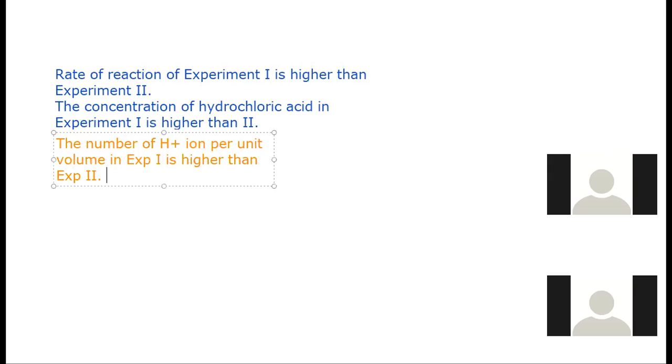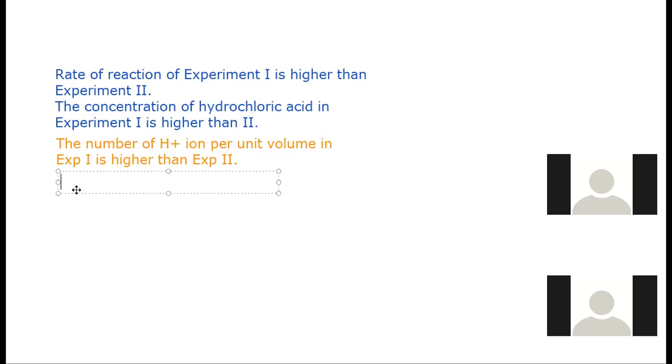When you are writing, please write in full. The number of hydrogen ion per unit volume in experiment 1 is higher than experiment 2. Okay. Then only you talk about the frequency of collision. So the frequency of collision. Now I want to know between what and what.